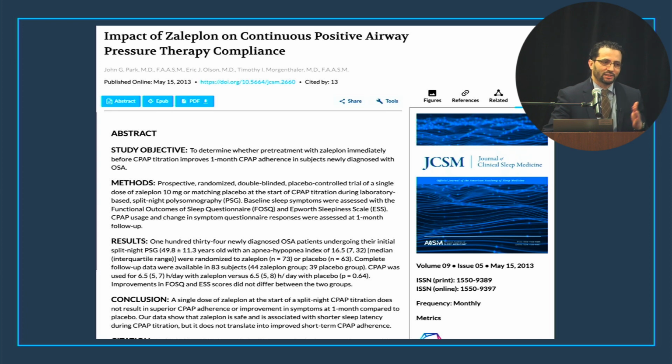I know split night has a lot of interruptions, and the duration of treatment is shorter too. But this study was negative, showing no difference between the people who received a single dose of zaleplon versus placebo.